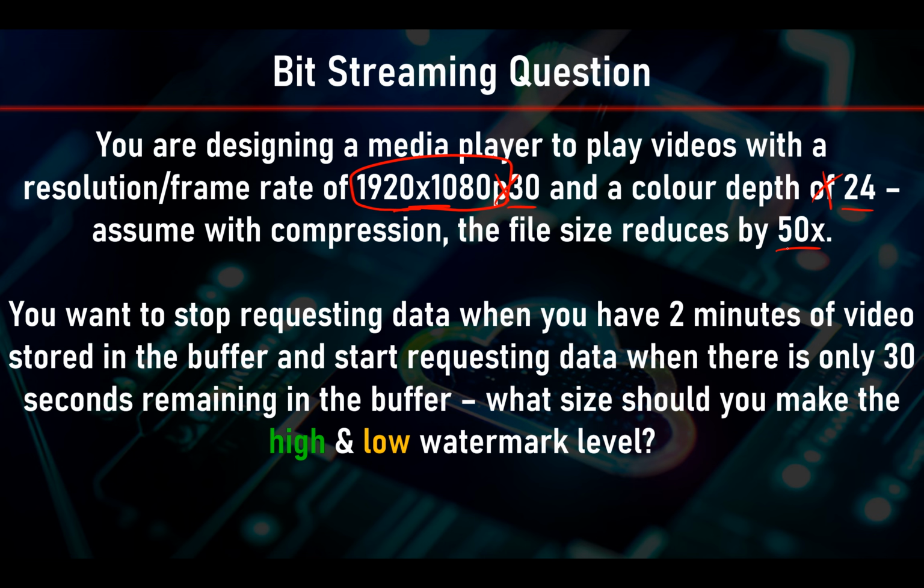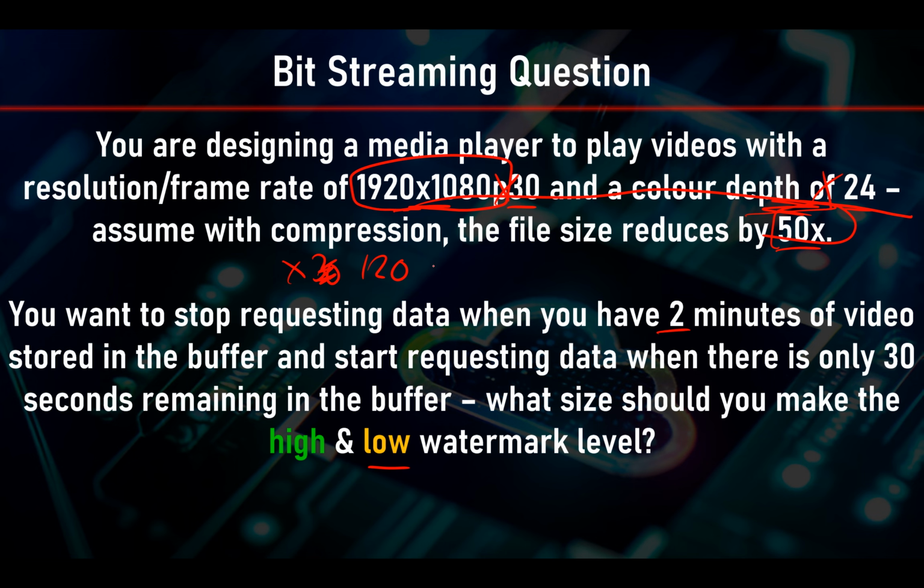Right, so here, this is going to be our size for 1 second. All of these multiplied together, then divided by 50, is the number of bits for 1 second. If we multiply that by 30, that gives us the number of bits for 30 seconds. That's going to be our low watermark level. And if we want 2 minutes, rather than multiply by 30, we'll multiply by 120, since 2 minutes is 120 seconds.